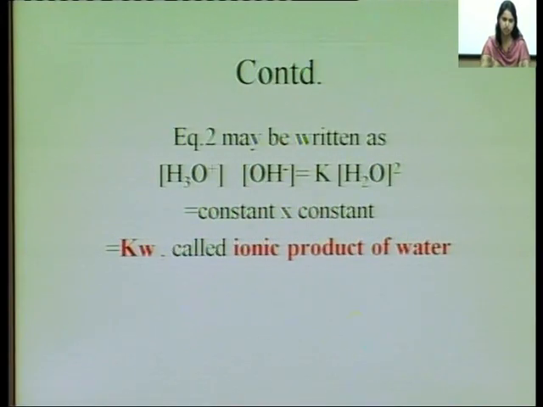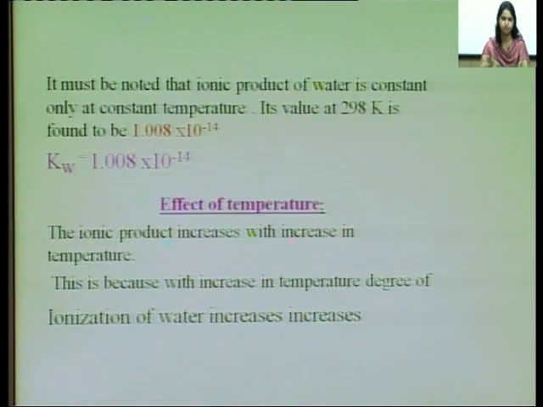So, here we are getting the expression that the ionic product of water is represented by Kw, and it is equal to the product of the molar concentration of hydronium ion and the molar concentration of hydroxyl ions. It must be noted that the ionic product of water is constant only at constant temperature. Its value at 298 Kelvin is found to be 1.008 into 10 raised to power minus 14. So, Kw is equal to 1.008 into 10 raised to power minus 14.